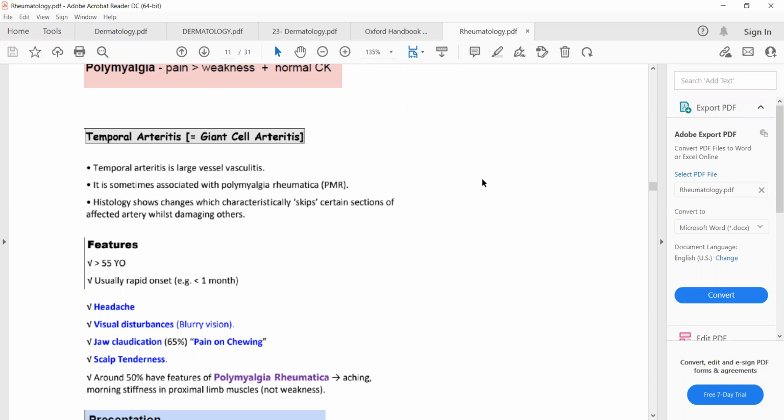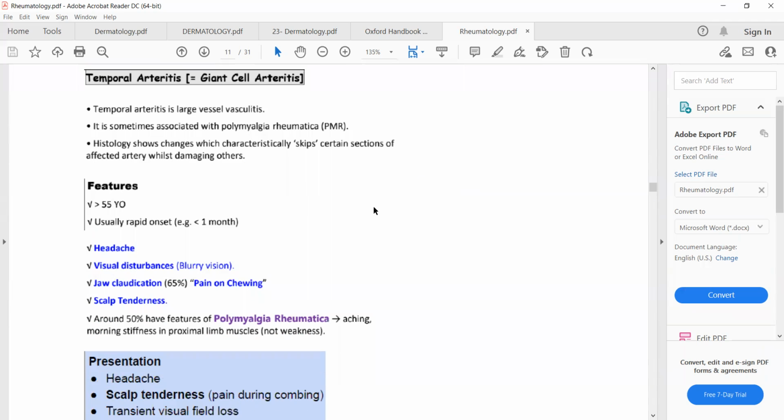Okay, that's fine. Thank you. So presenting features, reflexes, and association with activity. These are the 3 points on the basis of which you can differentiate between these causes of proximal muscle weakness.